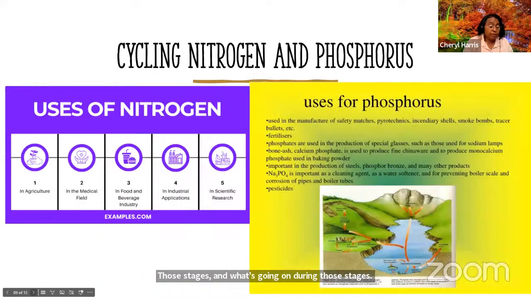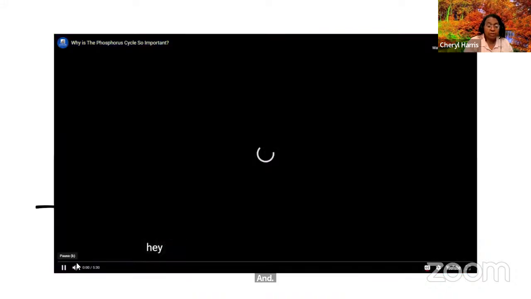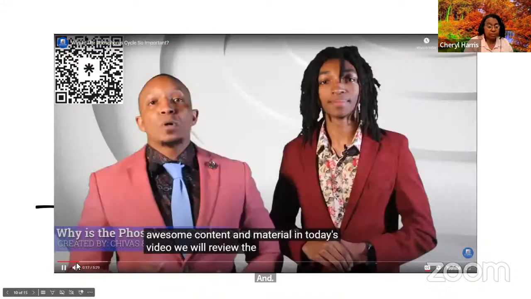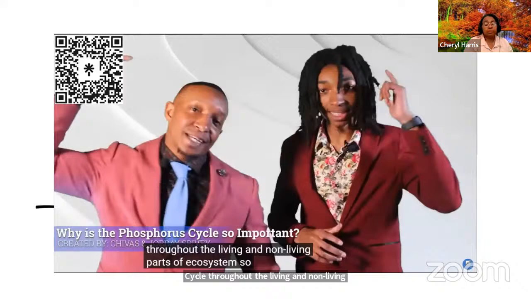All right, so let's look at our last one. Let's make a heading, the phosphorus cycle. Importance of phosphorus and how it is cycled throughout the living and non-living parts of ecosystems. So let's do this.